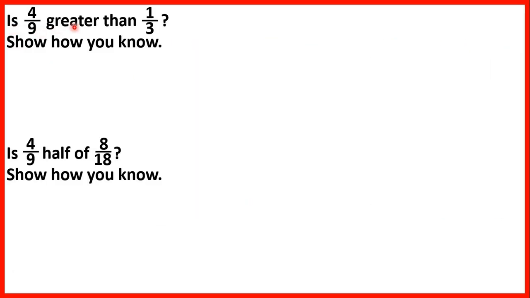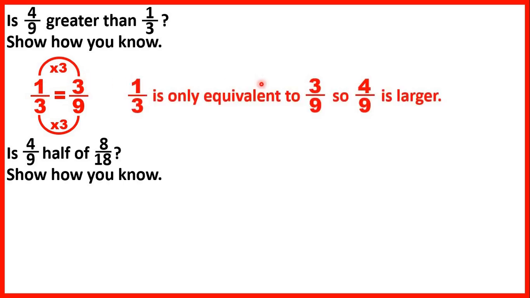Is 4/9 greater than 1/3? Show how you know. Well, we can think: 1/3 is how many ninths? To find equivalent fractions, we use multiplication. 3 times 3 is 9, 1 times 3 is 3. So 1/3 is equivalent to 3/9, so 4/9 is larger.